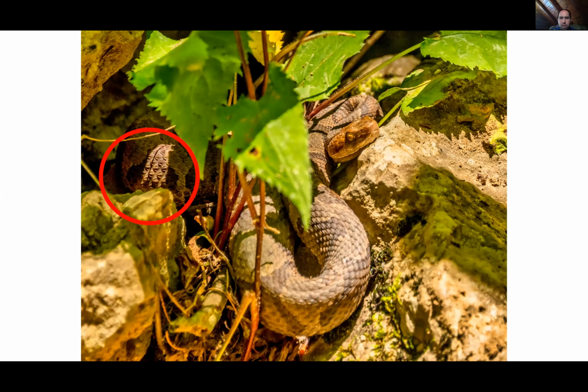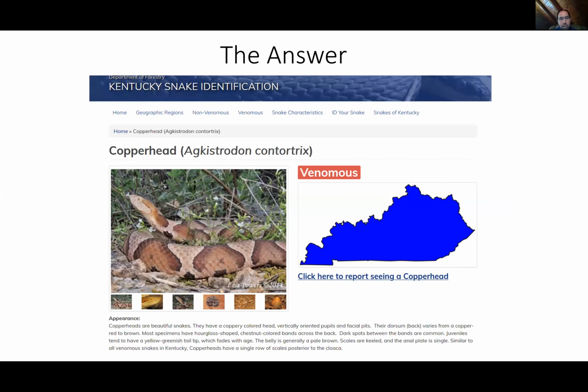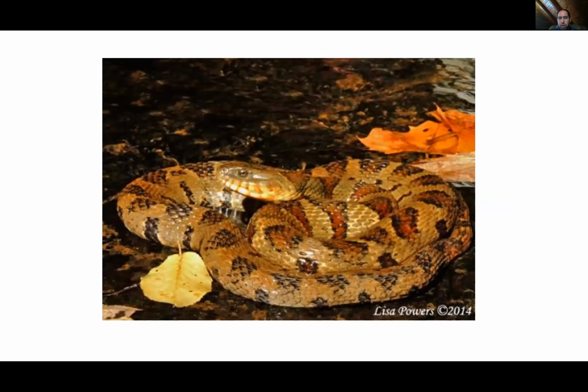So there's our website for it. And you can see that's a different copperhead. And you can clearly see those dark patterns, broad at the bottom, narrow at the top, kind of Hershey kiss looking. So here's another one that we have.